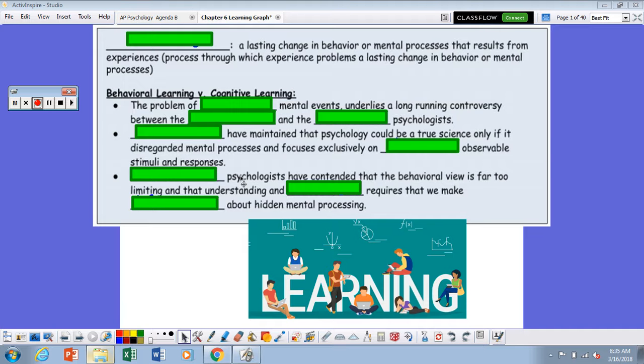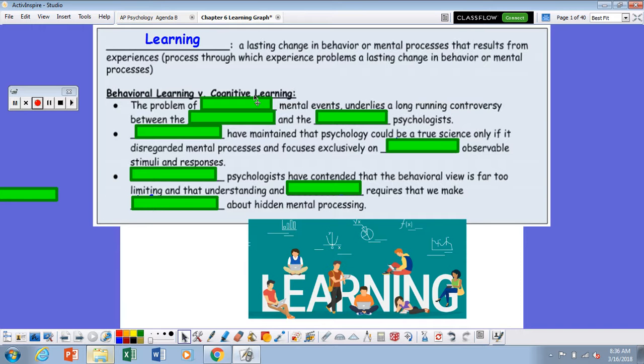We're going to get into talking about learning, and as we go along you're going to need your packet to fill in some of our information. So here we go. What is learning? Well, learning is a lasting change in behavior or mental processes that results from experiences. This doesn't have to be something that's necessarily in a classroom. It can be anything that happens that, for the most part, changes your behavior or the way that you think.